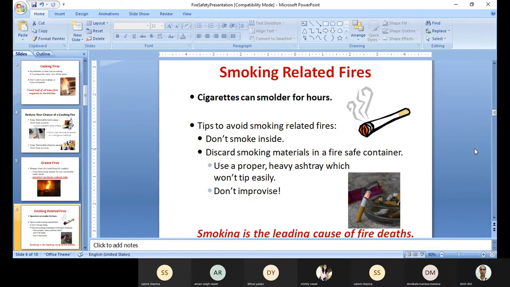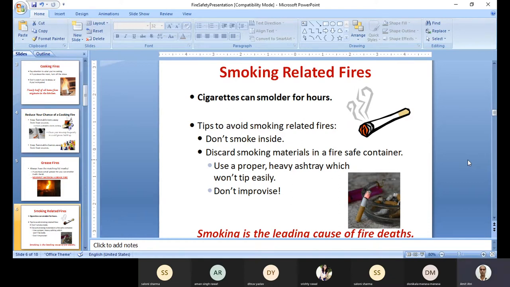The next factor is smoking. One more case here: the cigarette or the smoking, and then careless disposal of the cigarettes after smoking. Cigarette butts we can consider. Their careless and improper disposal is also a big cause of fire in buildings as well as some other areas. Like one of the factors could be the forest.